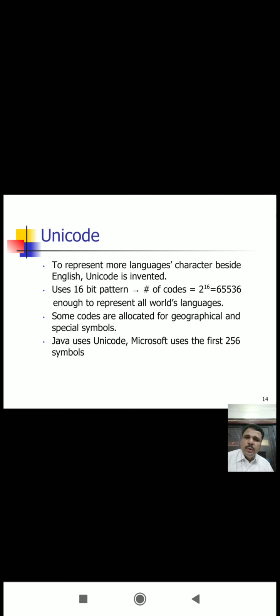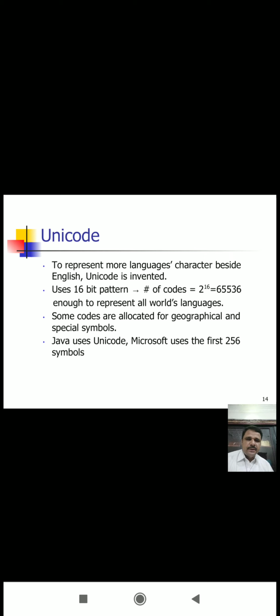The next one is Unicode. You know, there are so many languages. We have only discussed the English language, where we have discussed lowercase and uppercase English letters, but there are so many other languages. How to represent other languages? We obviously need more combinations of codes. So, for that purpose Unicode was invented.